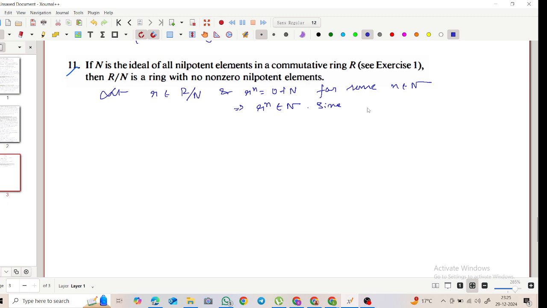Since N is a radical ideal, this means N equals root N. So this implies r belongs to N. So r is 0. The only nilpotent element is 0. Okay.